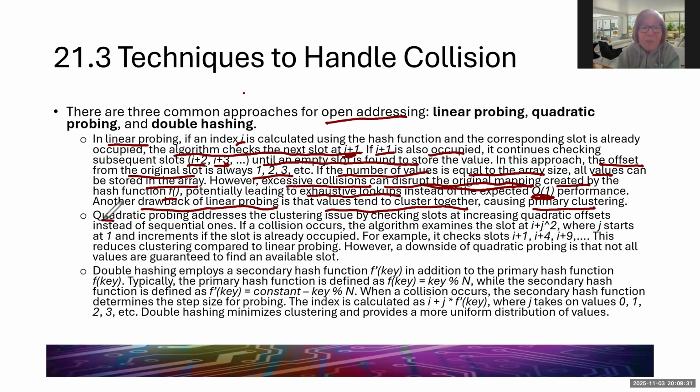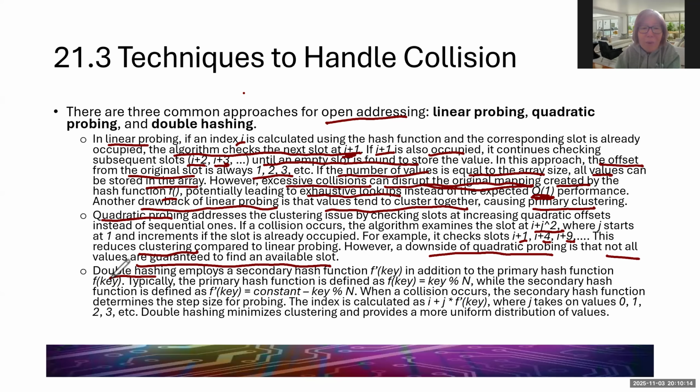The second is quadratic probing. Instead of moving from I plus 1, I plus 2, you use squares of the step. So it will be I plus 1, I plus 4, I plus 9, I plus 16. This can reduce clustering. But the downside of quadratic probing is that not all values are guaranteed to find an available slot. So there is some downside.